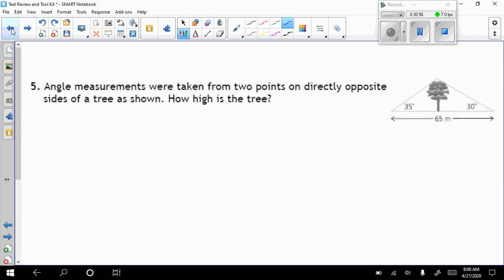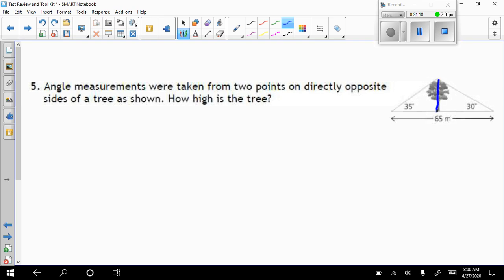Here, we'll just do a couple of application questions that involve the sine and cosine law, and I want to show you this one. It says angle measurements were taken from 2 points opposite sides of a tree. How high is the tree? Well, the reason why I want to do this one with you is that, so does everyone agree that we're looking for that height right there?